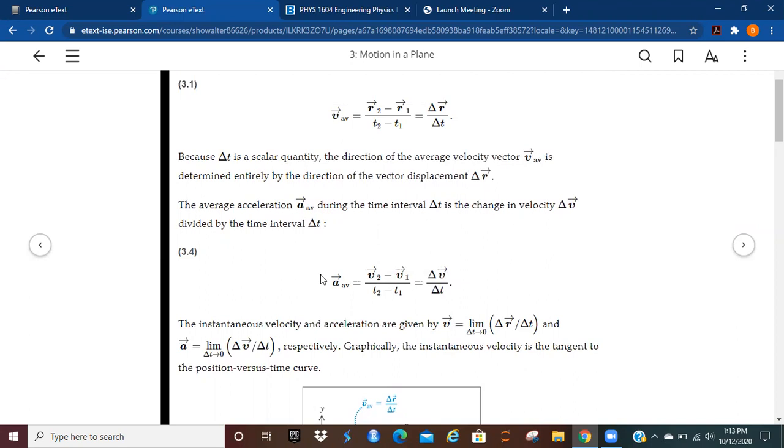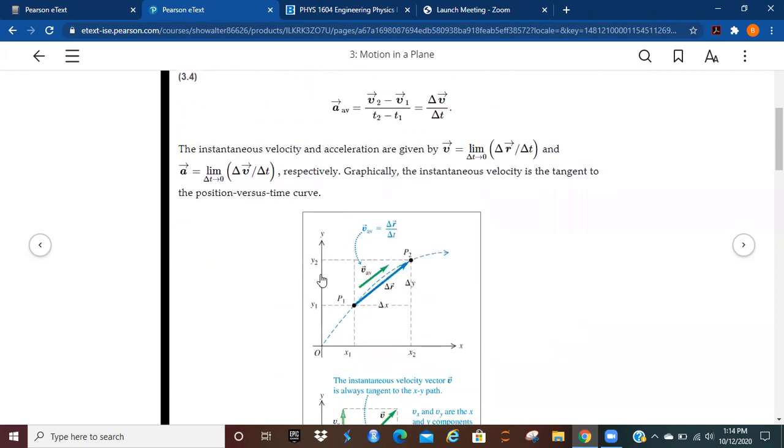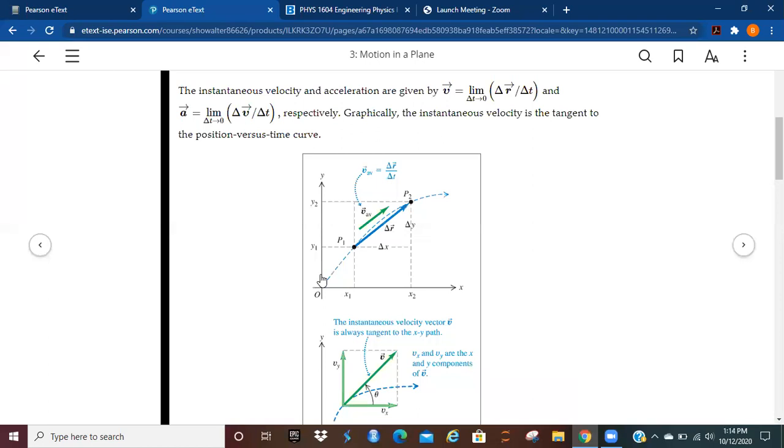The average acceleration is basically going to be your change in velocity with respect to time. If you take the limit of either one of those quantities as delta t goes to 0, then you're going to be looking at the instantaneous velocity and the instantaneous acceleration, respectively.